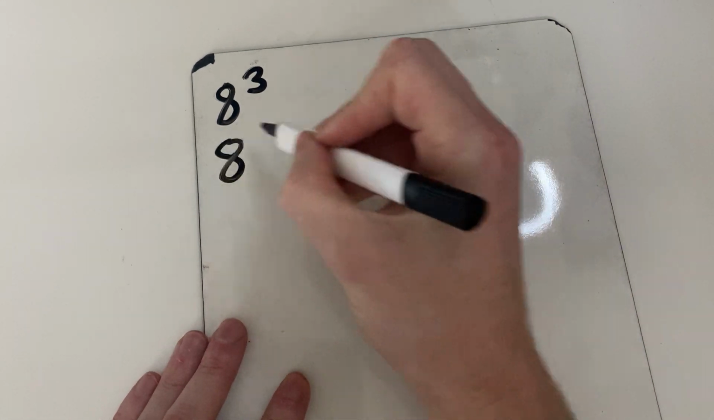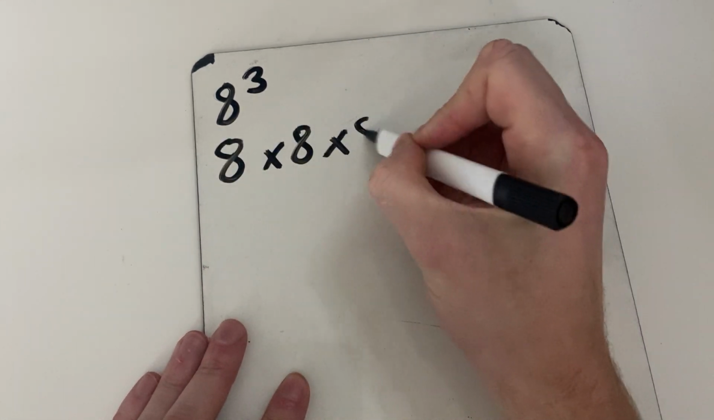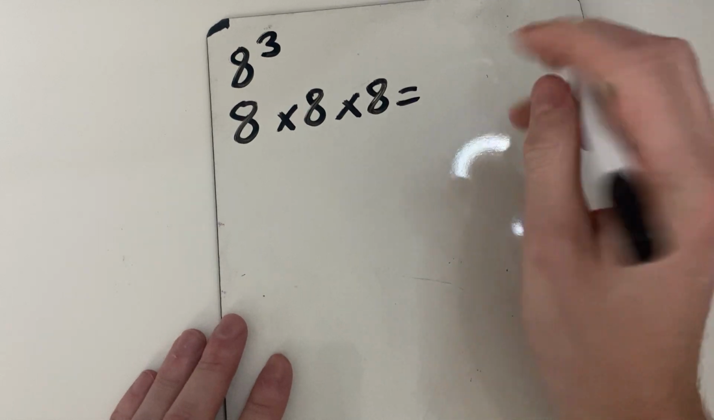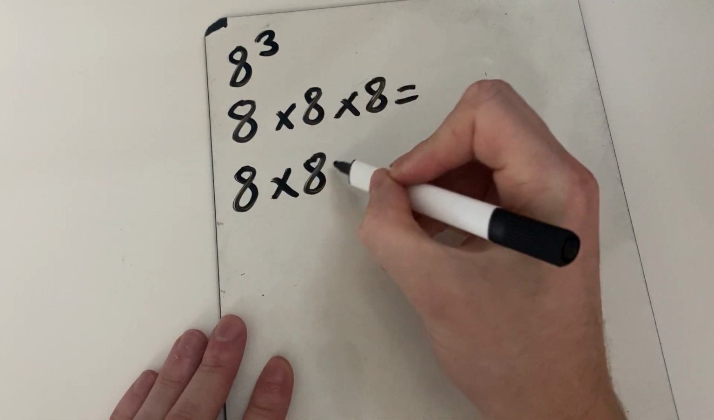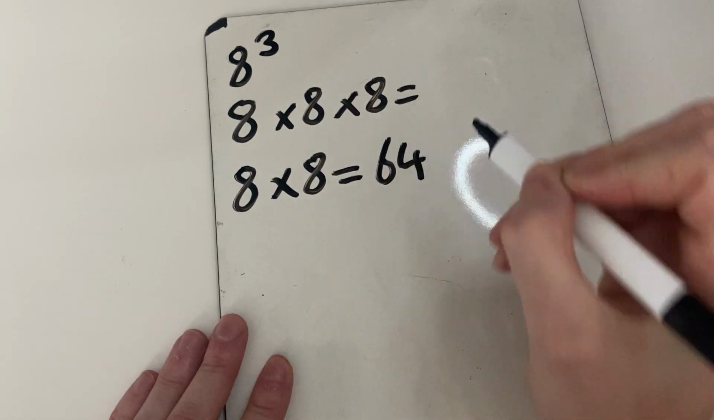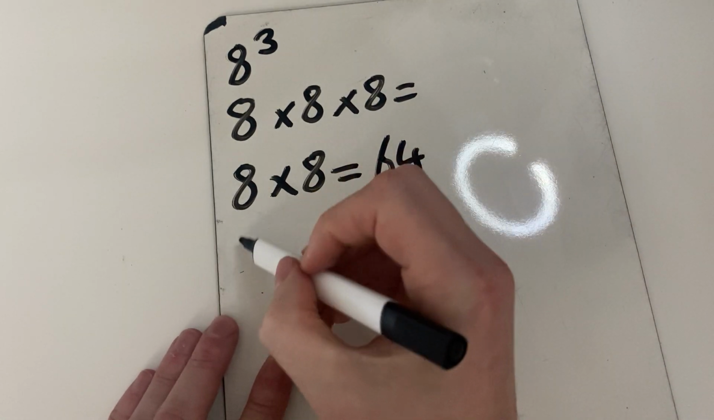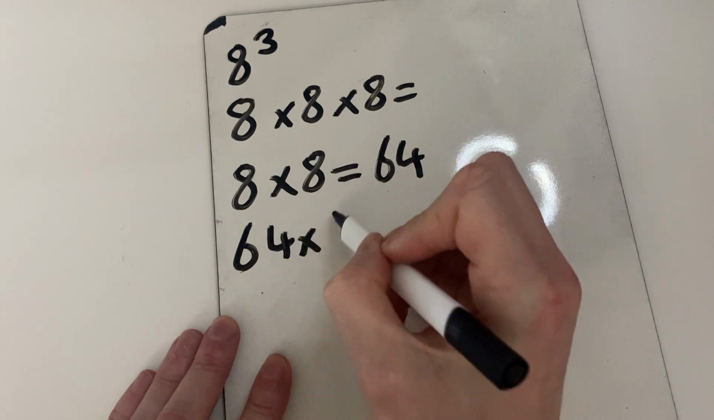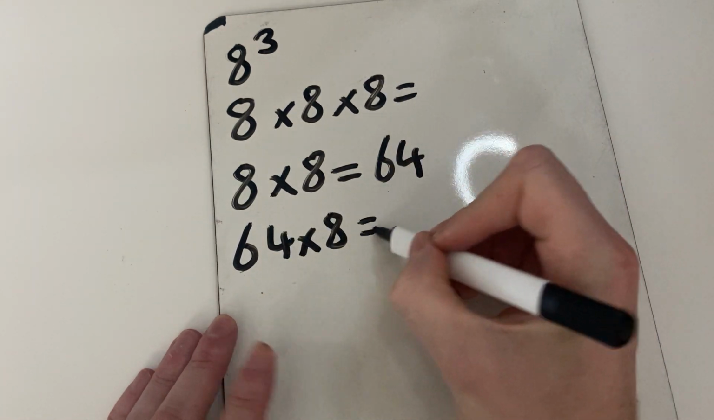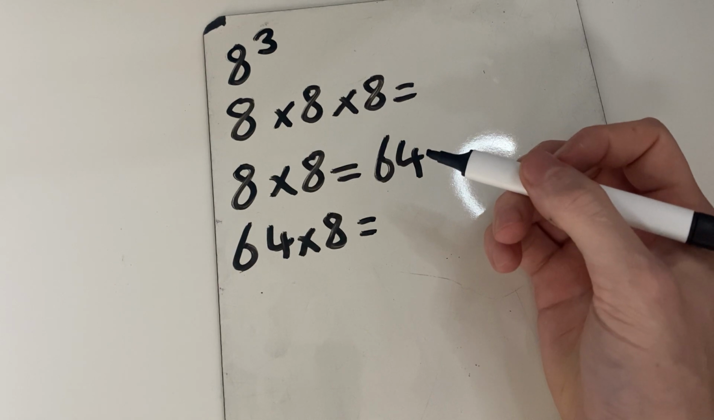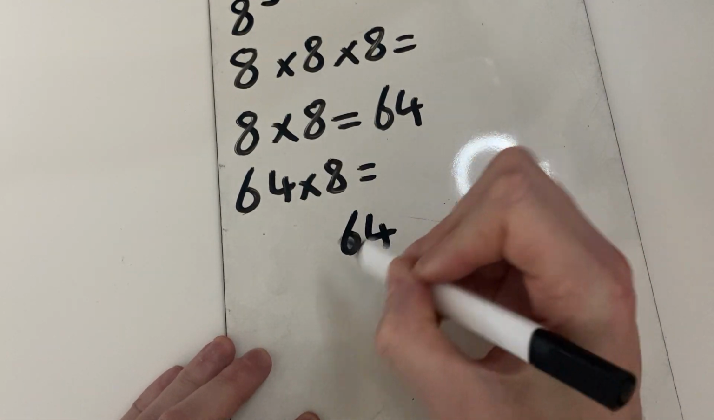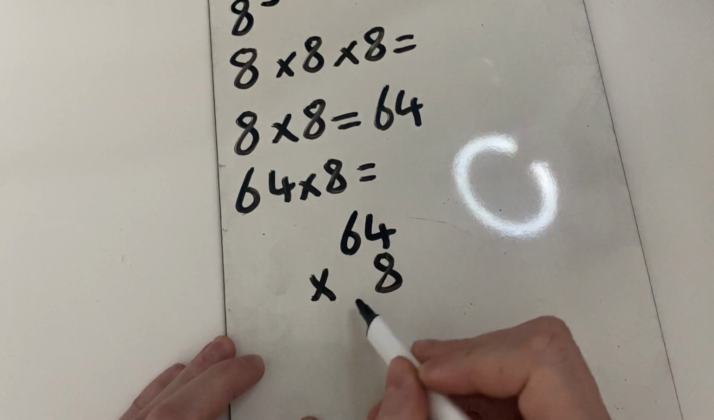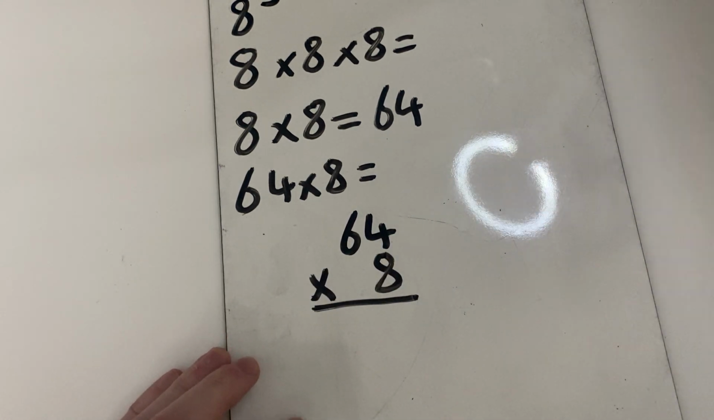So we've got 8 times 8 times 8 equals, first we'll do 8 times 8. Now you can do this using your mental arithmetic. Nice and easy. 64. Now we've got to do 64 times the other 8. Now this obviously can't be done in your head, so we need to use a written method. With cube numbers, the idea is that you would practise this over and over again, so your recall is in your mental arithmetic.